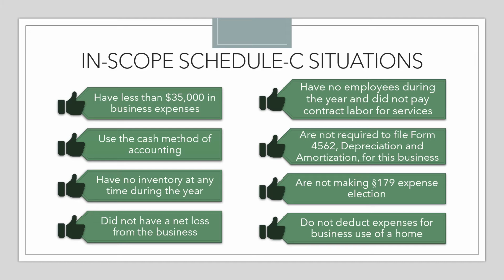They can't be required to file Form 4562, and that's the form for depreciation and amortization. So any businesses that require depreciation or amortization are out of scope for us. And that also includes any businesses that are wanting to make a 179 expensing election, where they would be expensing items that would normally be depreciated. That particular election is out of scope for us.